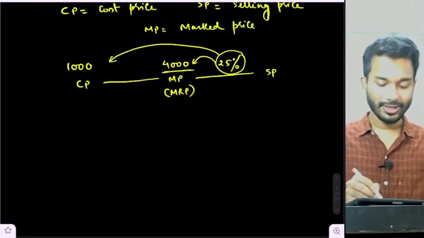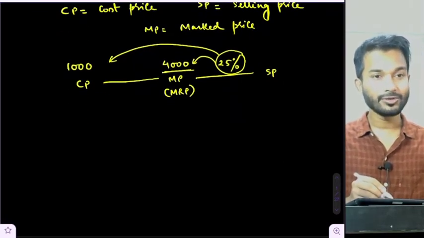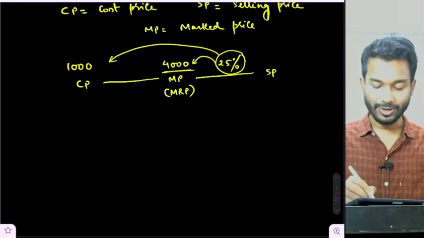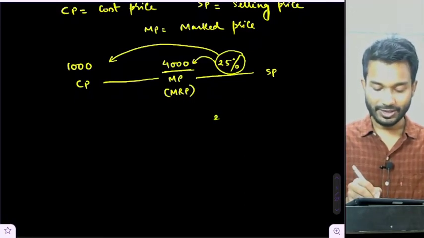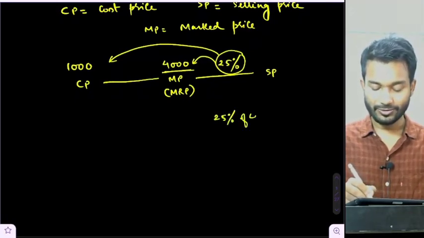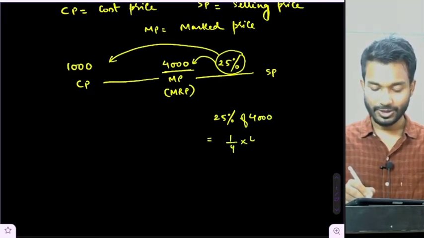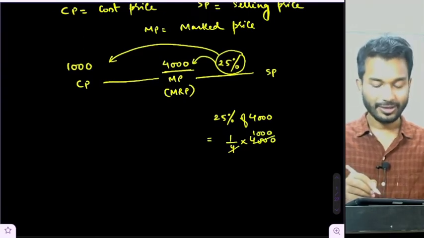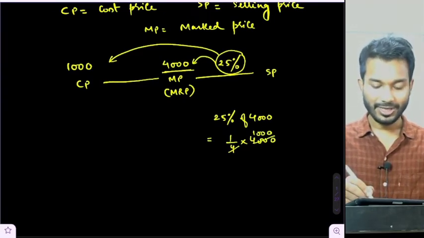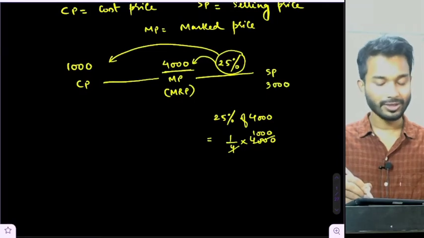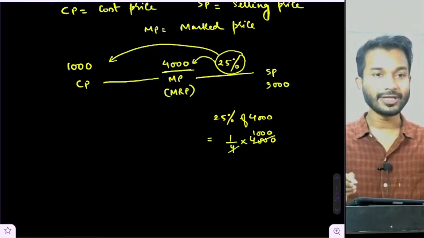And then I will sell it. 25% of 4000 will be 1000 rupees. Then at what price am I selling? See, 25% of 4000 rupees will be our what? 25% means 1 by 4 into 4000, which is our 1000 rupees discount I am giving. So at what price am I selling then? I'm selling at ₹3000.